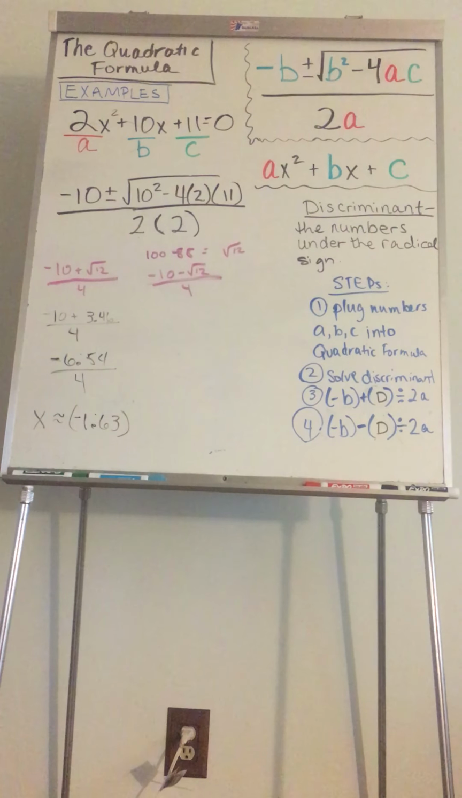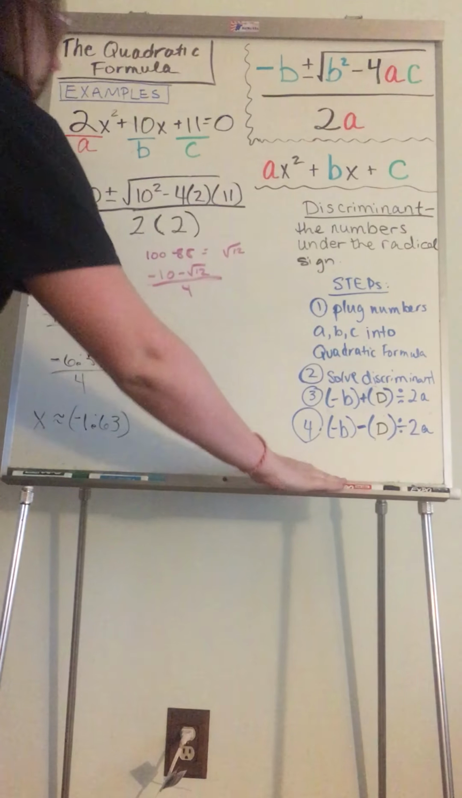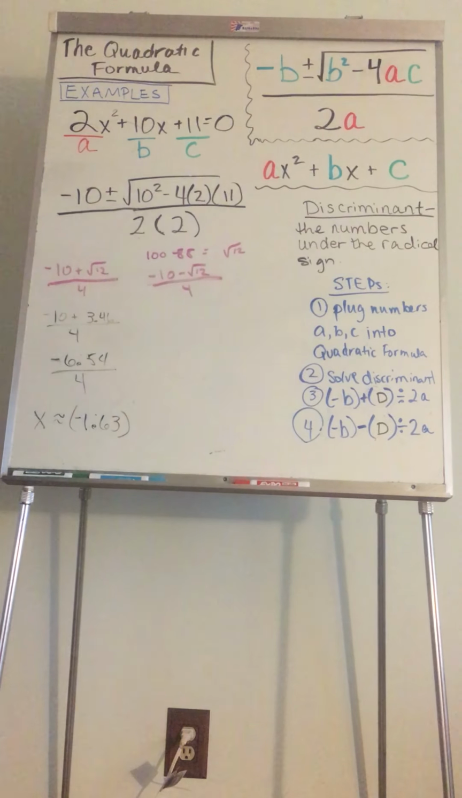Okay, and that will be okay too. If you do that, I will be, of course, lenient with grading this. If you get a tenth off or a 100th off, I'm not gonna kill you over it, or kill your grade rather. So now that's the first root: x is approximately negative 1.63.